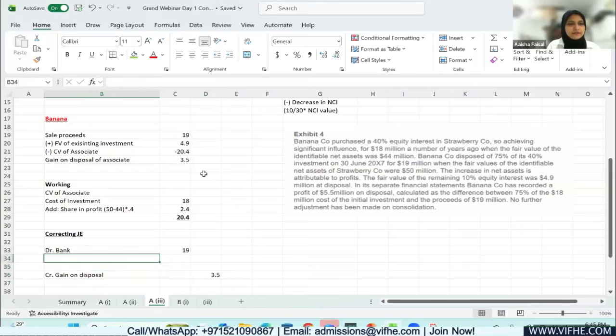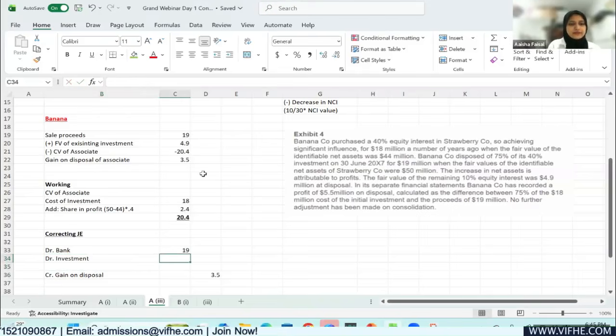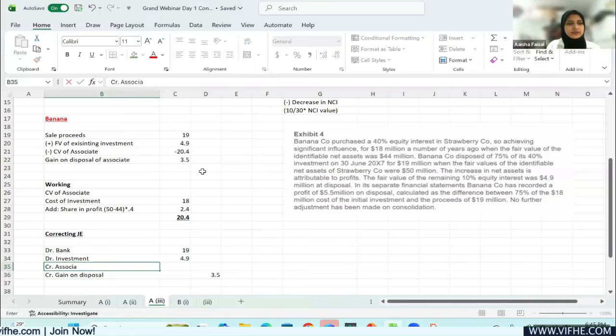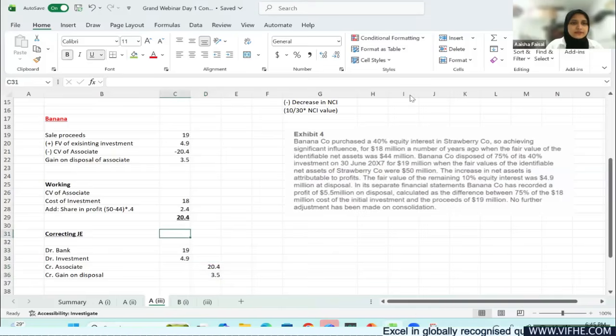Okay. Then you have your fair value of existing investment. So you would want your investment to be recorded at 4.9. And then you would have the associate going out of your books. So credit associate. It's going out of your books at 20.4. You check the debits are 23.9 and the credits are also 23.9.